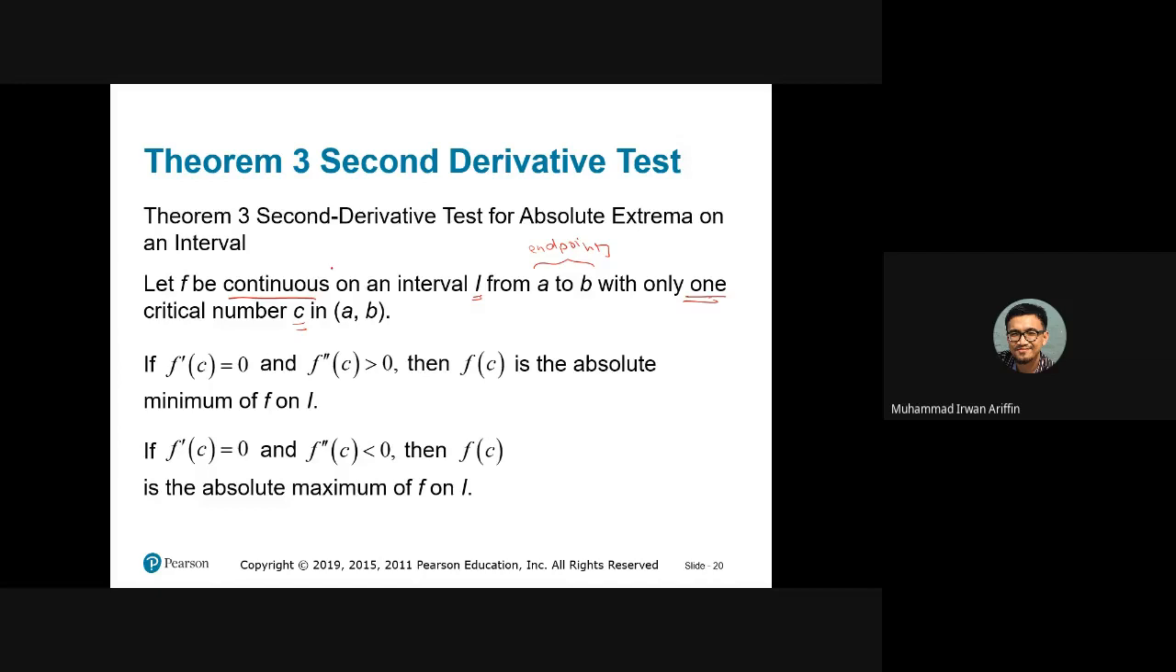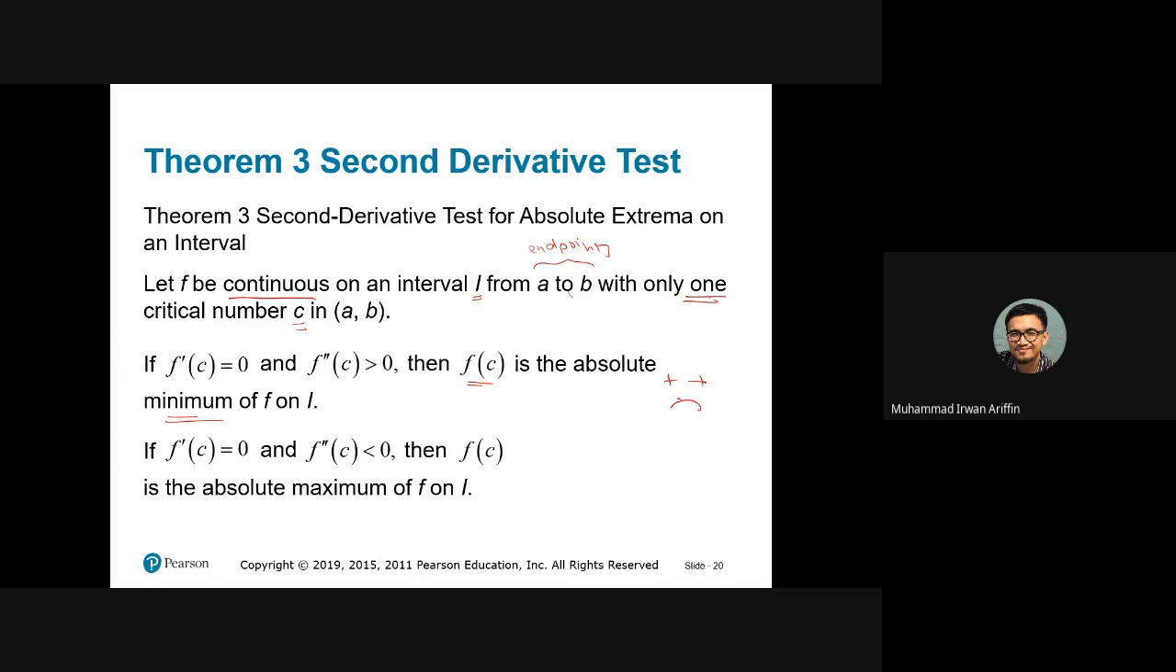So there are two conditions basically. The first condition is that f must be continuous within this interval a to b. The second condition is that there is only one critical number within this interval. Then if the slope is 0 and the second derivative is positive, f of c at this critical number will be the absolute minimum.